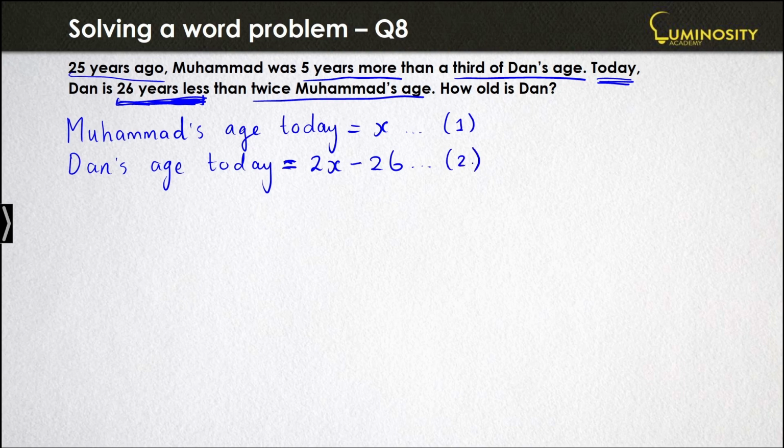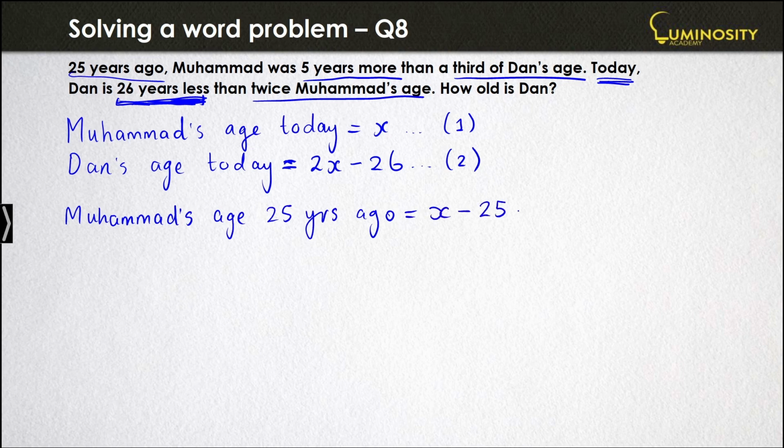We need to approach the next piece of information very, very carefully, because we can go wrong here. So let us set up what Dan and Muhammad's age would be 25 years ago relative to their age today. So we'll call Muhammad's age 25 years ago, that'll be his age today, which is x, subtract 25 years from it. This is our third equation.